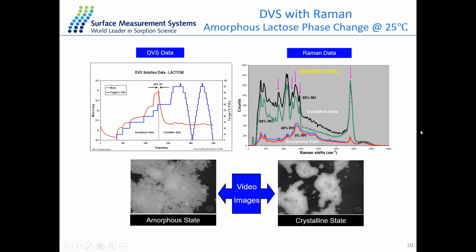The same DVS can also be integrated with Raman or NIR spectroscopy methods, so that we can take the spectra at the end of each humidity step. Here's an example with an amorphous lactose sample at 25 degrees. On the left-hand side is the DVS data we will get, which is the mass plot. The blue line is the target partial pressure of each step.